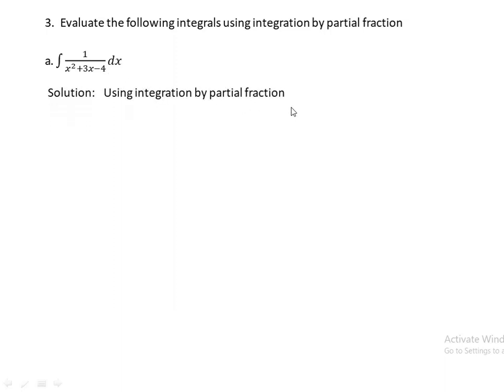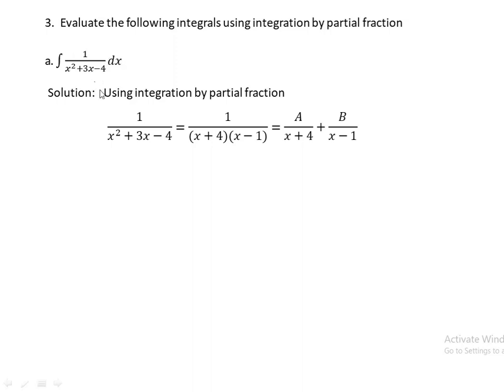Now using integration by partial fractions, let us first find the partial fractions for 1 over x squared plus 3x minus 4. But x squared plus 3x minus 4 is the same as x plus 4 times x minus 1. Therefore, we have 1 over x plus 4 times x minus 1. The partial fraction form of this becomes a over x plus 4 plus b over x minus 1.